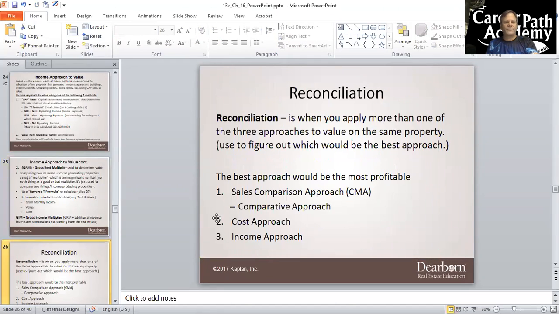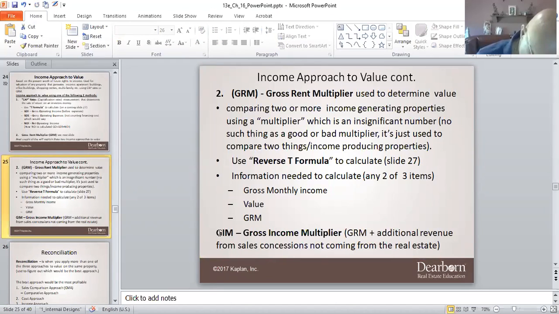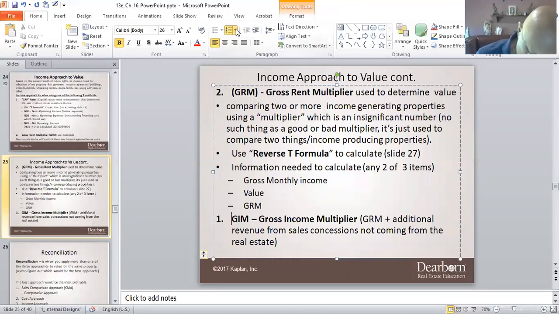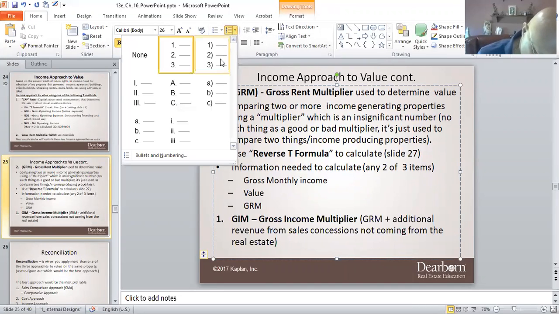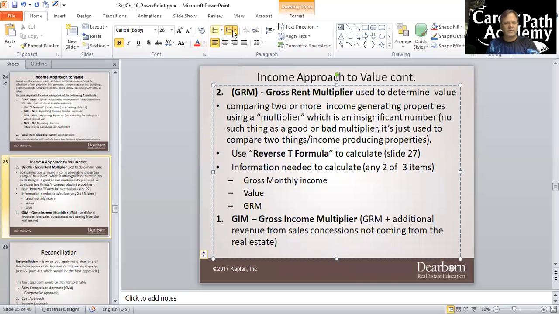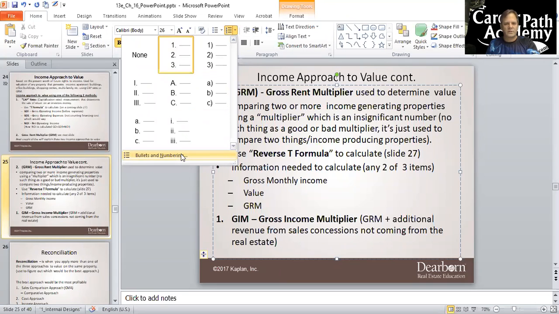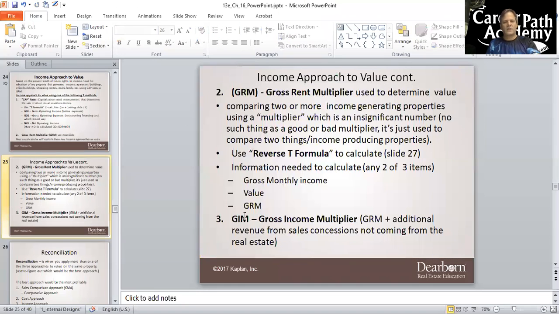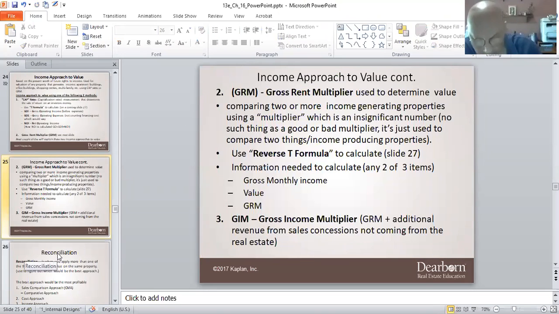So, should give that its own bullet point or number point. What's the numbering? All right.